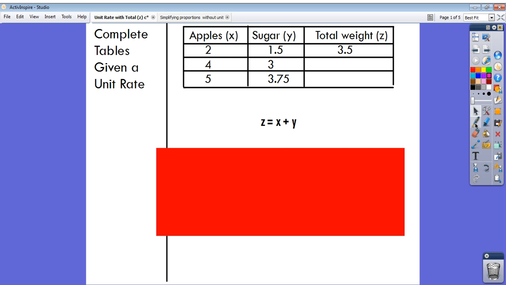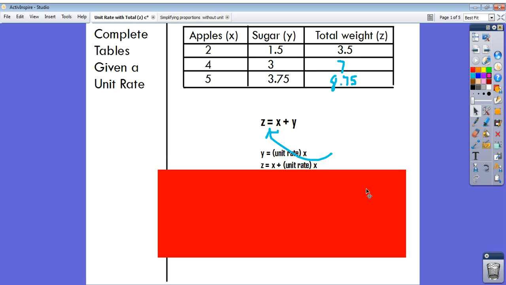Easy enough. What about 4 plus 3? 7. And 5 plus 3.7 would equal 8.7. So what's important here? You understand that this is z equals x plus y, and we'll be using that for today.